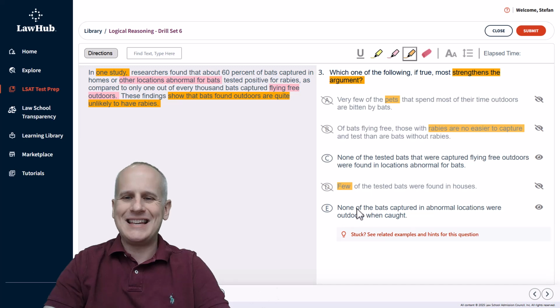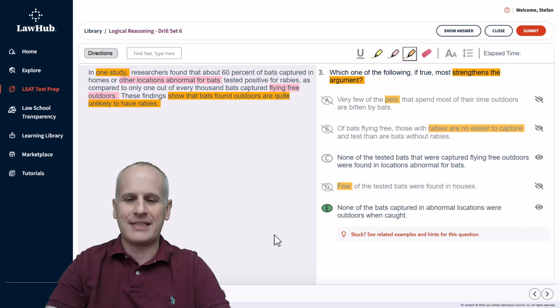And then choice E, none of the bats captured in abnormal locations were outdoors when caught. And ding, ding, ding, that is exactly our term shift that we said we needed to support, basically saying that abnormal locations are not actually outdoors, because that would have really weakened the argument. So if we've got that prediction, we should be able to select choice E at this moment.